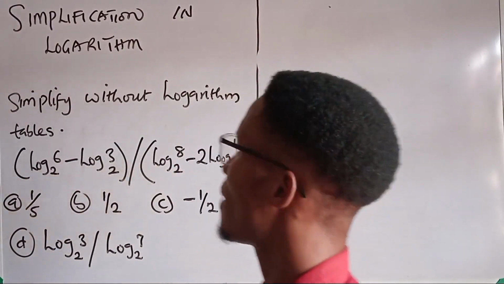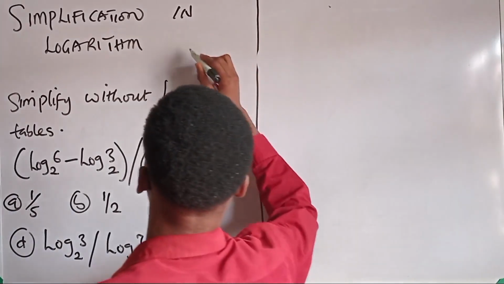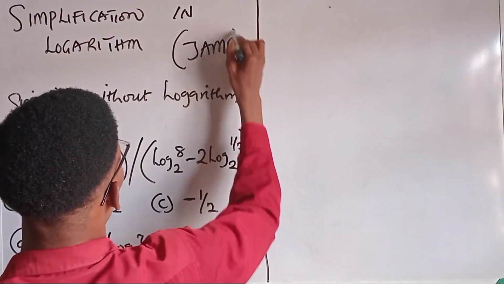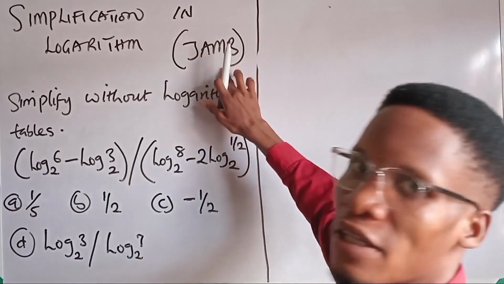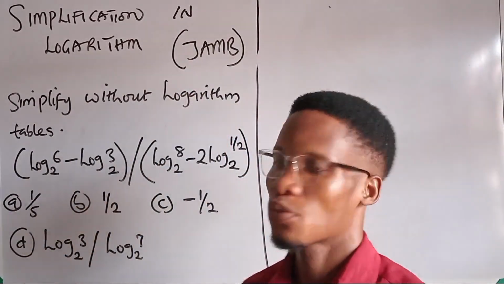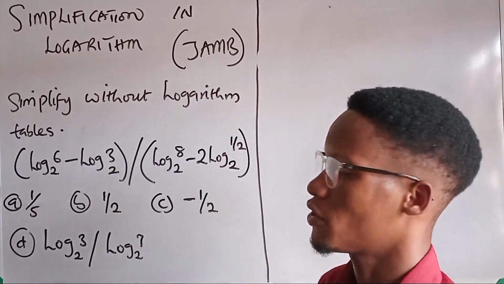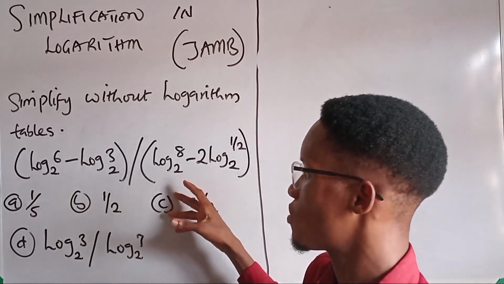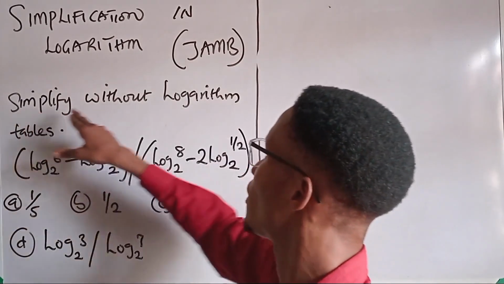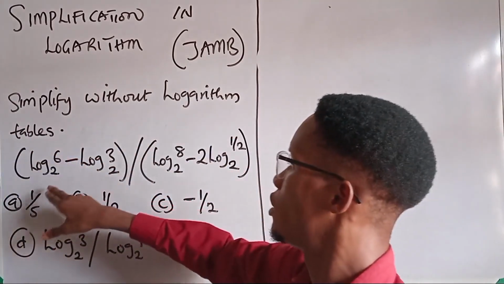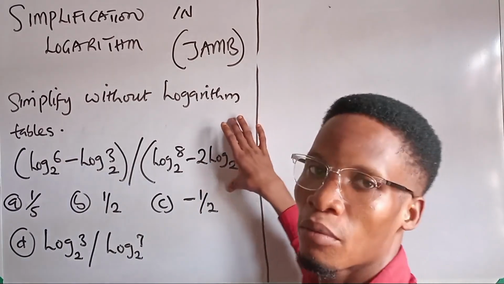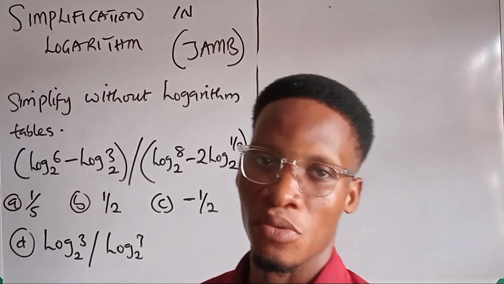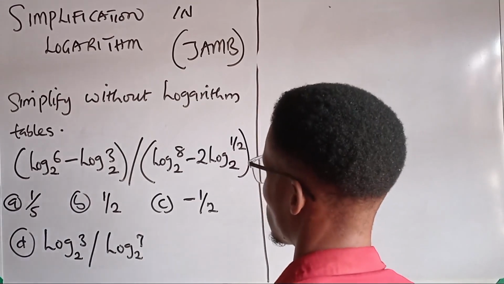This is a past question from JAM, the Joint Admission and Matriculation Examination, the University Entry Examination for Nigeria. So this is the past question that was given to them, where they were asked to simplify this particular logarithmic problem without a logarithm table. And these are the options. So we can now go ahead and solve it.